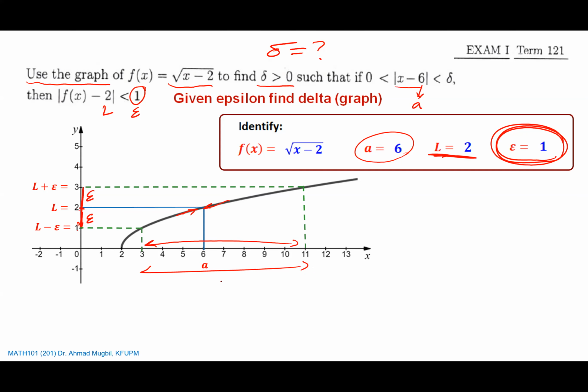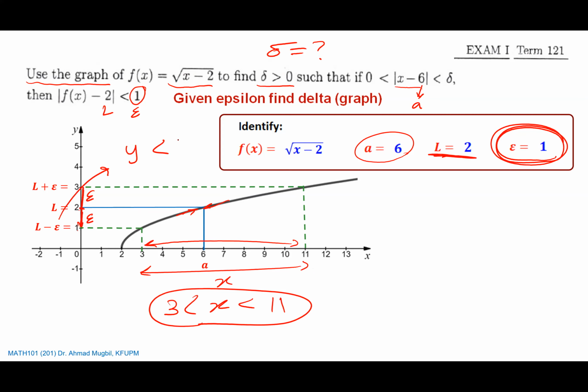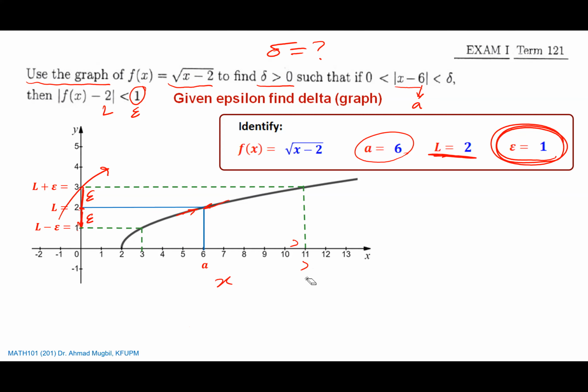So your x is here now. Your x is between 3 and 11. If x is between 3 and 11, then y will be between 1 and 3. This is the meaning of that. If x is between 3 and 11, y will be between 1 and 3. Now, we need a delta that gives the best estimation for these intervals. So how do we find delta now? That is the question.